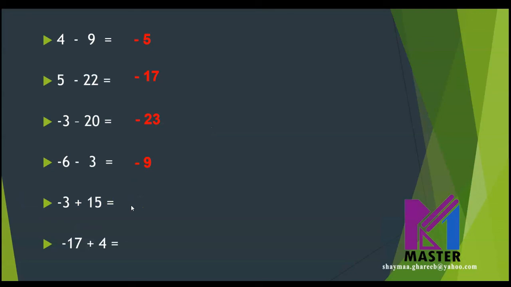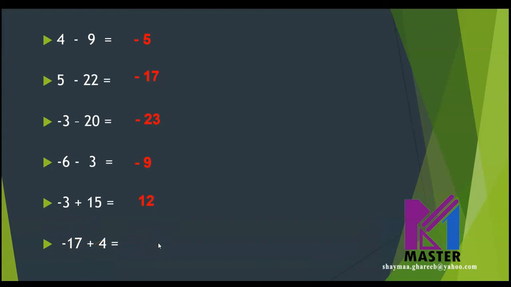Will this 12 be positive or negative? It will be positive. Why? Because the biggest number, which is 15, is a positive number. Then my answer will be positive according to the sign of the biggest number. Is this clear now? Negative 17 plus 4. I have two different signs. A negative number and a positive number. Then I will subtract. 17 minus 4 equals 13.